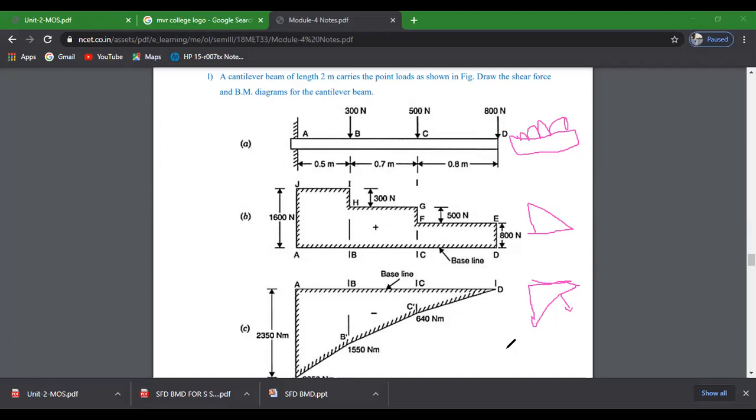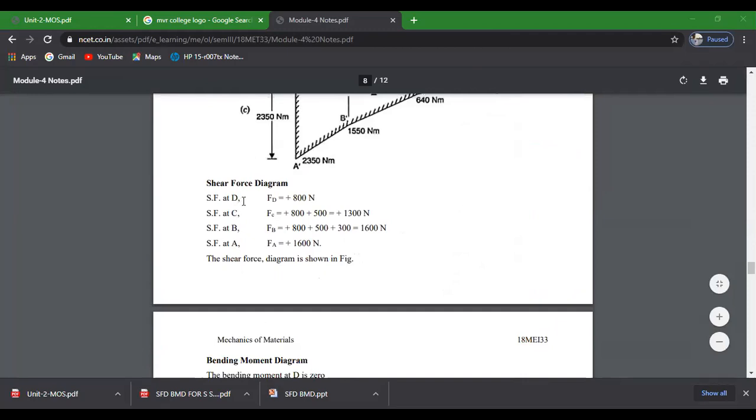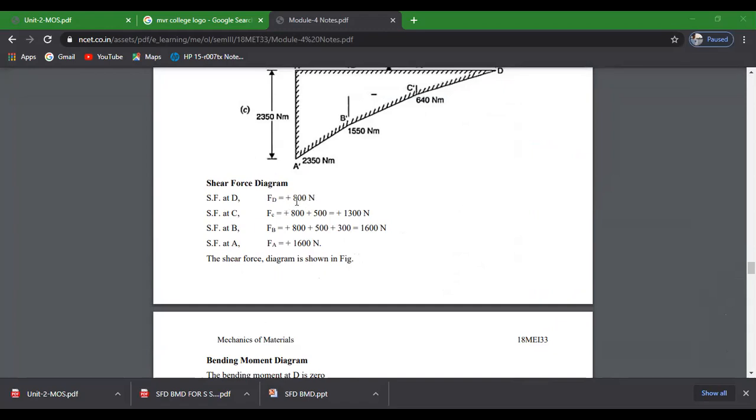This is roughly the graphical procedure for constructing SFD and BMD diagrams. Now let's go through the mathematical approach. Here at the point D, the shear force at the point D is equal to positive 800 newtons. Positive means we are making an assumption here: all downward forces will be positive. That's the reason I'm considering a positive 800 newtons.